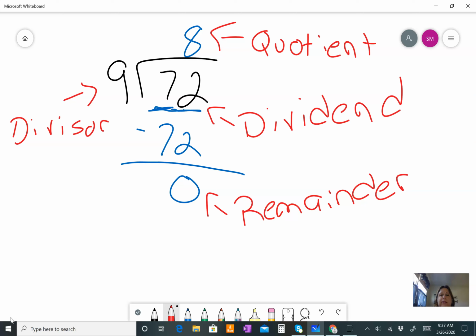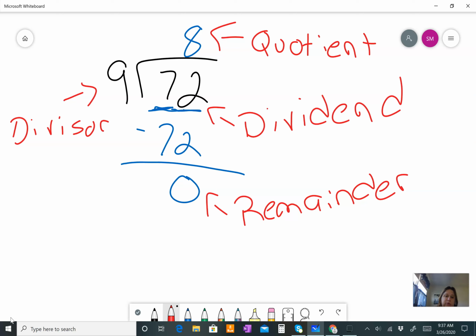So that's the basics with dividing. You divide your divisor into your dividend. You try to do it one digit at a time. Then you multiply. That means you take your quotient and you times it by the number on the outside, your divisor, and you put that underneath your dividend. Then you subtract to find out if you have a remainder. So that's the basics of it.